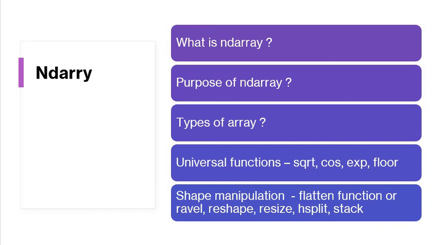Types of arrays. We have three types of array. First is the one-dimensional array, which will have one axis or rank 1. Two-dimensional arrays have two axes or rank 2. Multi-dimensional arrays will have three axes or rank 3.